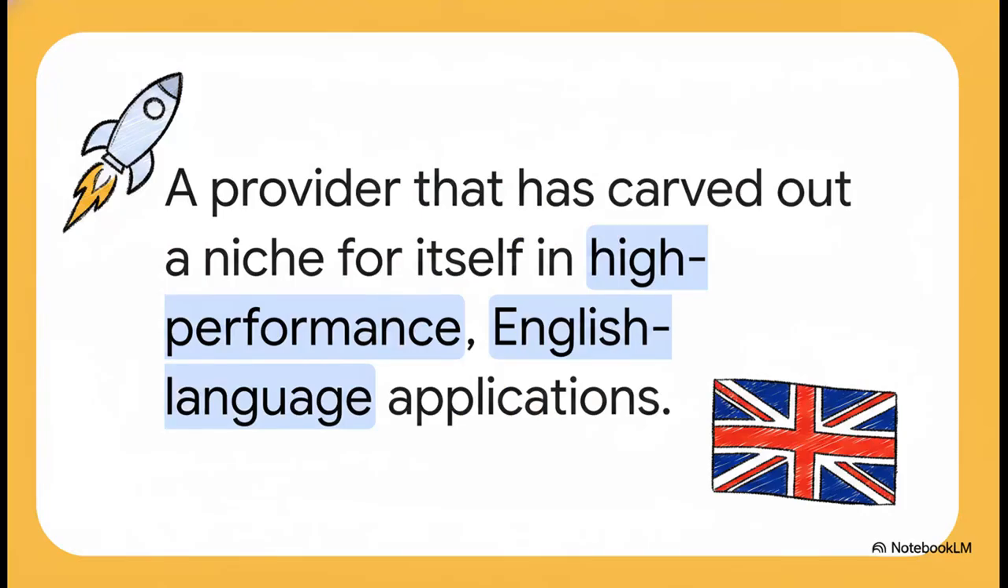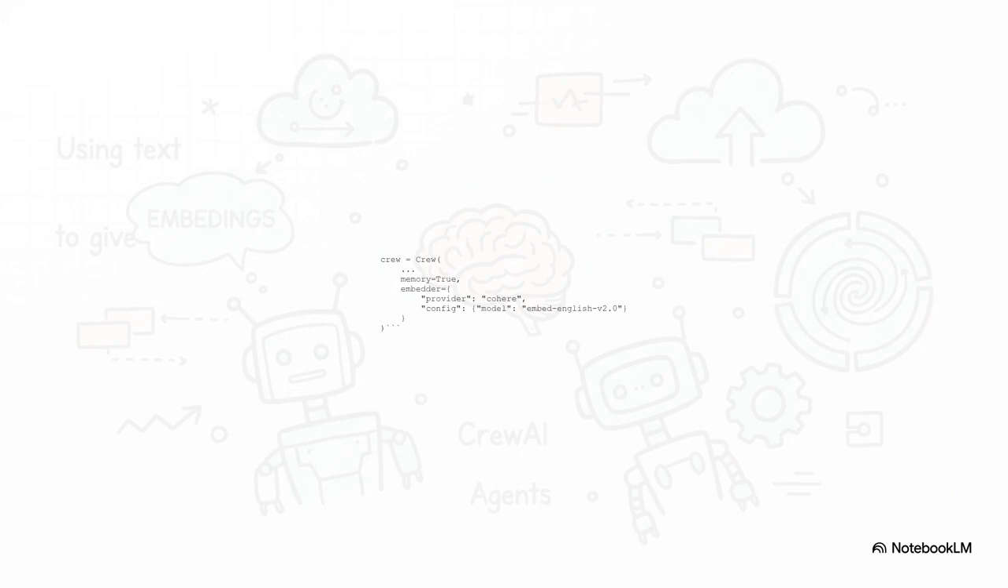And last but not least, we've got our fourth option, Cohere. Now, these guys have really honed in on a specific area, high-performance English language applications, especially things like semantic search and retrieval. The setup is once again super straightforward. Just like with Google, you set the provider to Cohere, pick your model, and pop in your API key. This simplicity is totally on purpose. It's designed for developers who are building apps where performance is critical and they need to get moving fast.